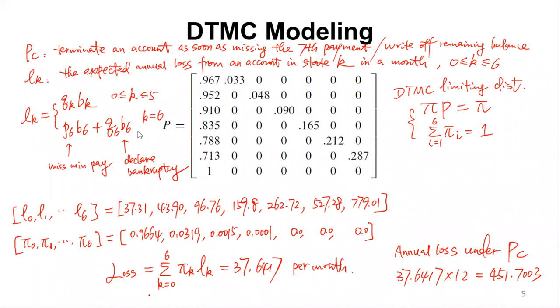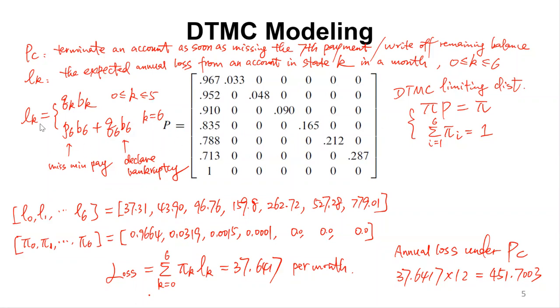When it comes to state 6, there's a probability that this account will get terminated. So the probability to terminate is p_6, and then we're going to write off the B_6 balance. And also there's a probability of declaring bankruptcy, then we're going to write off the balance. These two added together are the loss at state K equals 6. But from state 0 to 5, we write off the balance only when the user declares bankruptcy, because we're not going to terminate the account under the current policy when the customer account state is from 0 to 5.